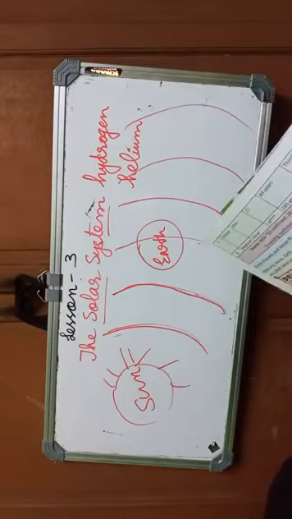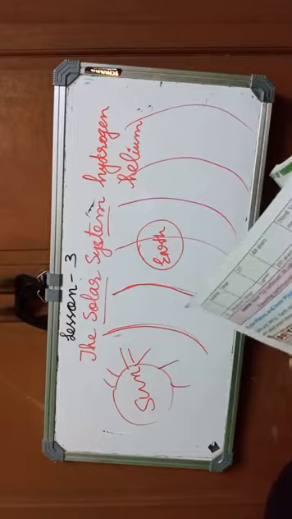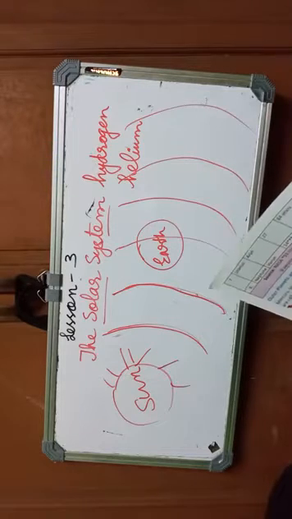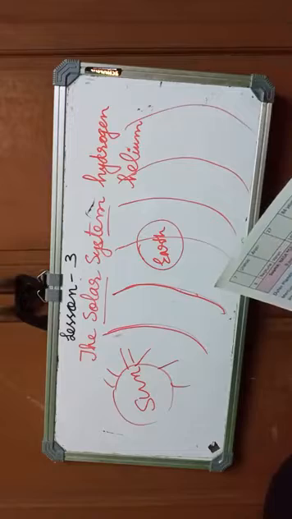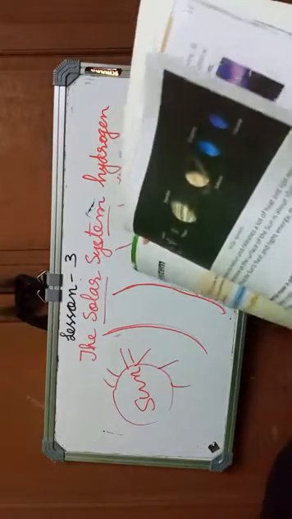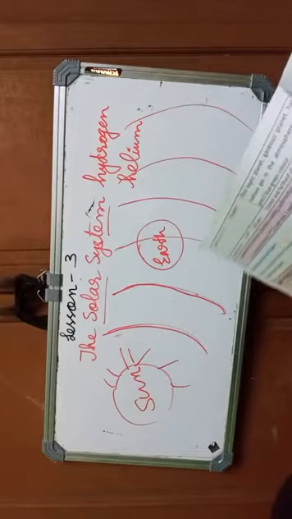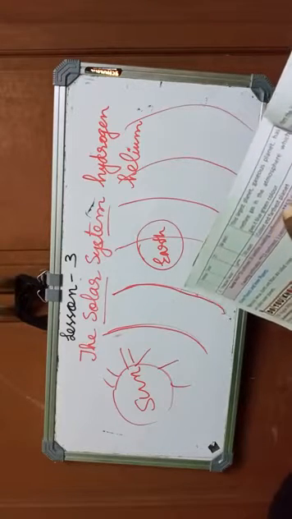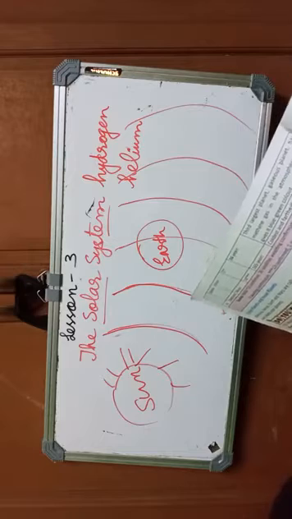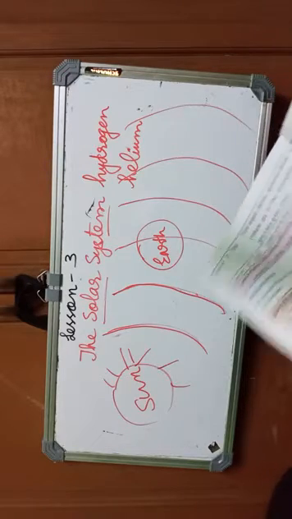Then next one is Uranus, the third largest planet, a gaseous planet, and it has methane gas in the atmosphere which gives it a blue-green color. Why is it so? Methane gas gives the blue-green color. And next is Neptune, and it is the coldest and farthest planet. Coldest and farthest planet. Which is the coldest planet?